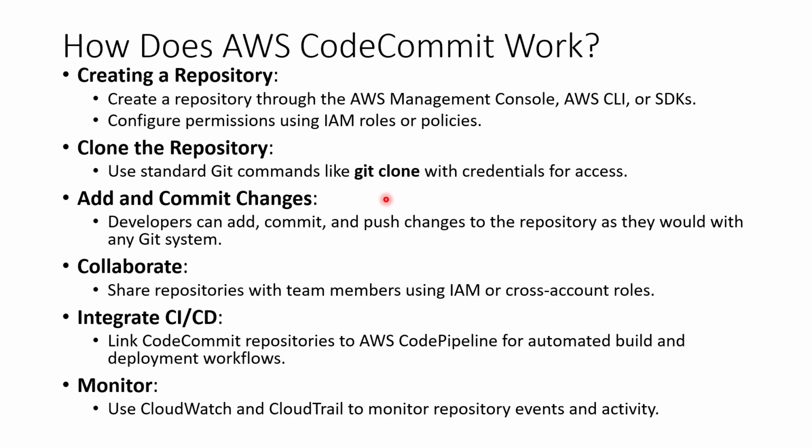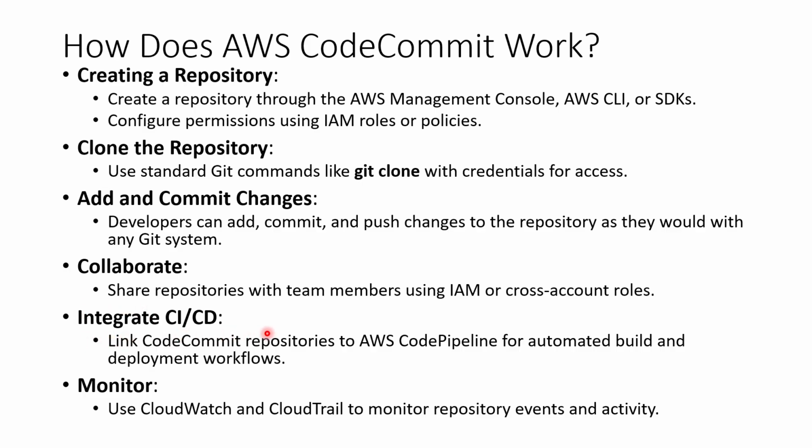The rest of the things are the same: we add the file, we commit the file, we restore or revert the file, we commit the changes, we push, we clone. There won't be much difference. Add and commit changes: a developer can add, commit, and push changes to the repository as with any other Git system. And collaborate: share the repository with team members using IAM or cross-account roles. You cannot go beyond AWS.